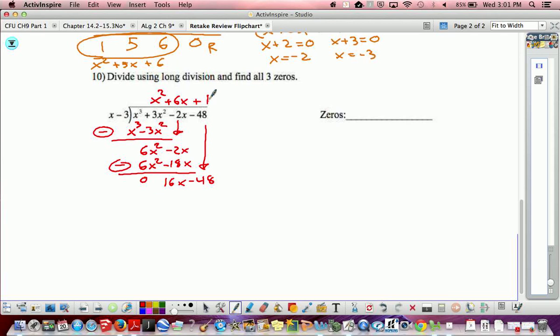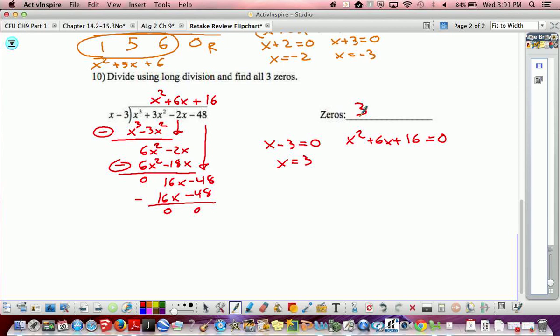What times x is 16x? That would be 16. So I get 16x. 16 times negative 3 is minus 48. So now if I subtract them, that's 0. Negative 48 minus 48 is also 0. So now I know that x minus 3 is a 0, and this x squared plus 6x plus 16 is a 0. So this tells me that x equals 3.